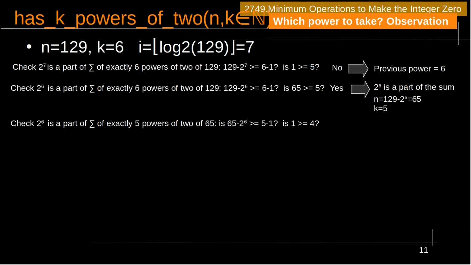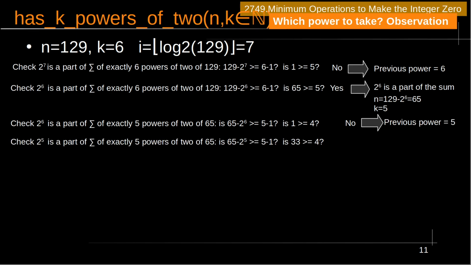Is 65 minus 2 power 6 greater or equal to 5 minus 1? Is 1 greater or equal to 4? The answer is no. So we go to the previous power, which is 5, sorry, 2 power 5. Check if 2 power 5 is a part of the sum of exactly 5 powers of 2 of 65.